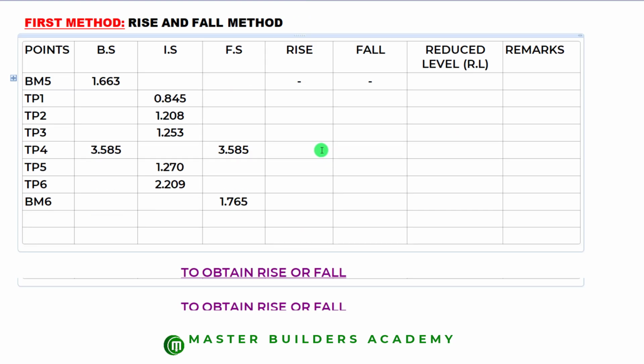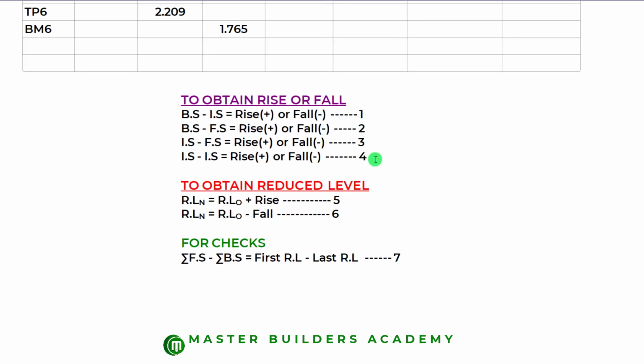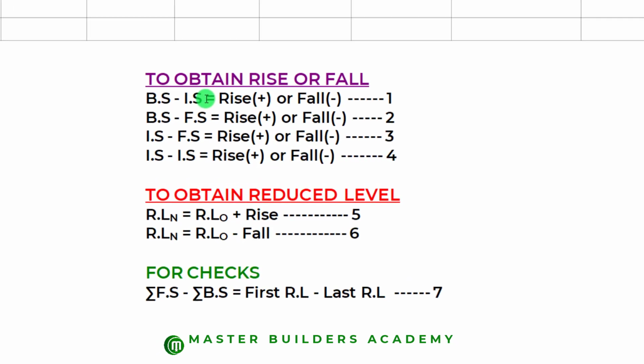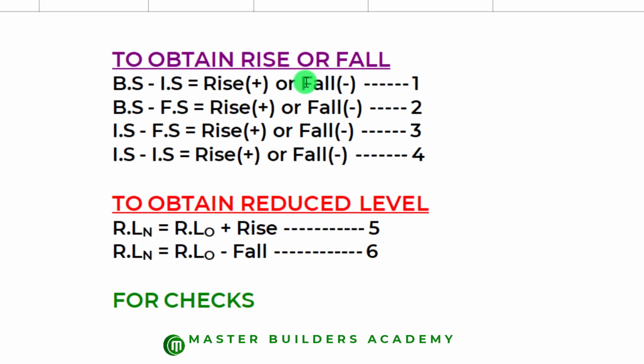Now let's get these principles, as we can see here. In using rise and fall, these are the things you need to know to obtain rise or fall. These are the four equations that will help you out. Backsight minus intersight is equal to rise or fall. Backsight minus foresight is equal to rise or fall. Intersight minus foresight is equal to rise or fall. Then intersight minus intersight is equal to rise or fall.